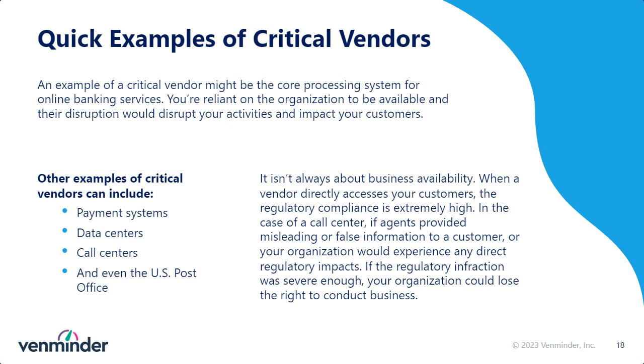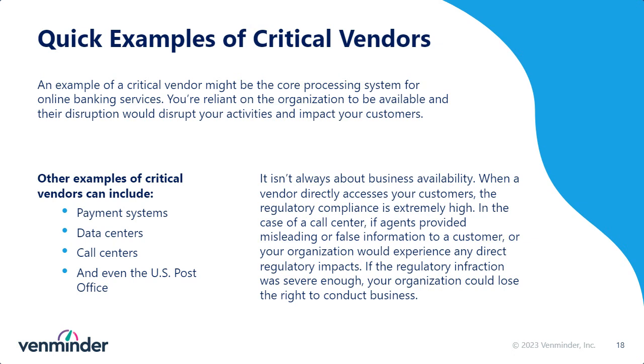If the post office goes down, you could possibly use FedEx or UPS, but the process would be excruciating and the cost would be astronomical. So in that case, the post office would be a critical vendor. But it isn't always about business availability, right? If a vendor directly accesses your customers, let's say, again, a customer call center, if those agents provide false or misleading information, you could have some very big regulatory issues. So those are just some quick examples of some vendor types that might be critical.